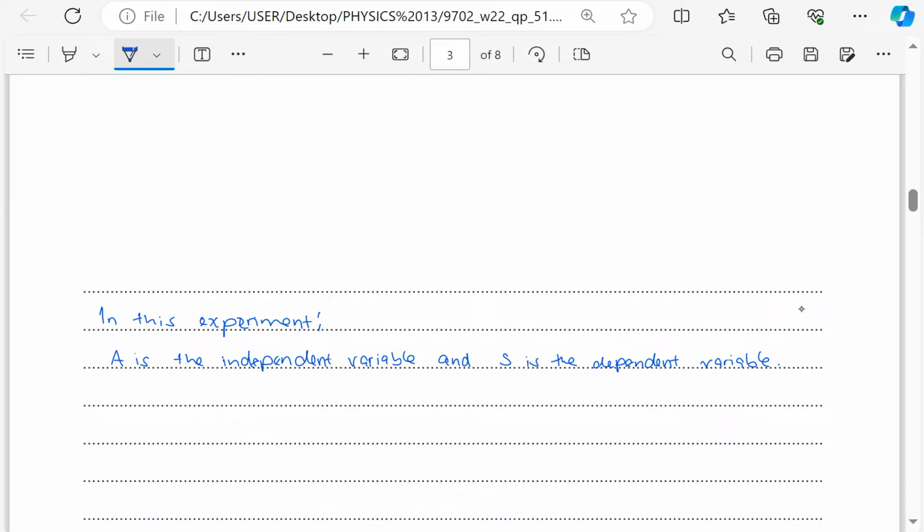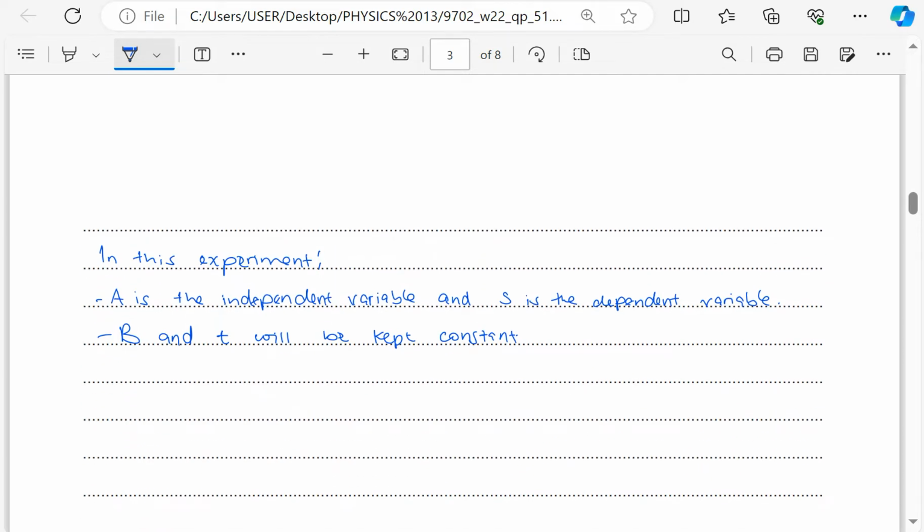So B and T will be kept constant. B was the magnetic flux density, and T will be kept constant. The mistake we all make is to say B and T are the control variables. That is just because some students do not always follow the instructions, or they don't always attend classes, I don't know.